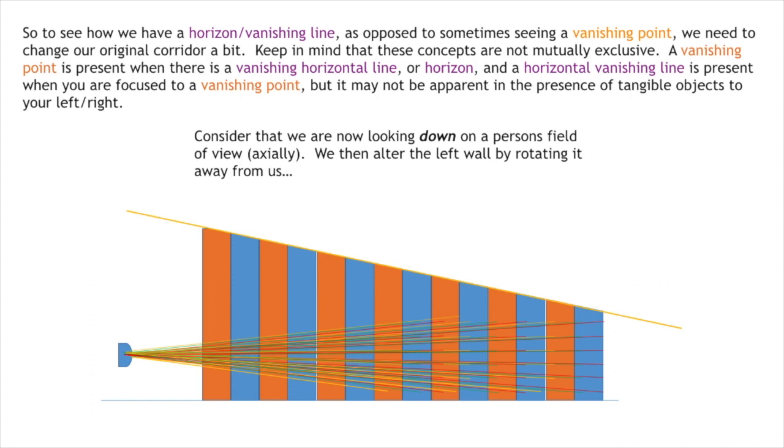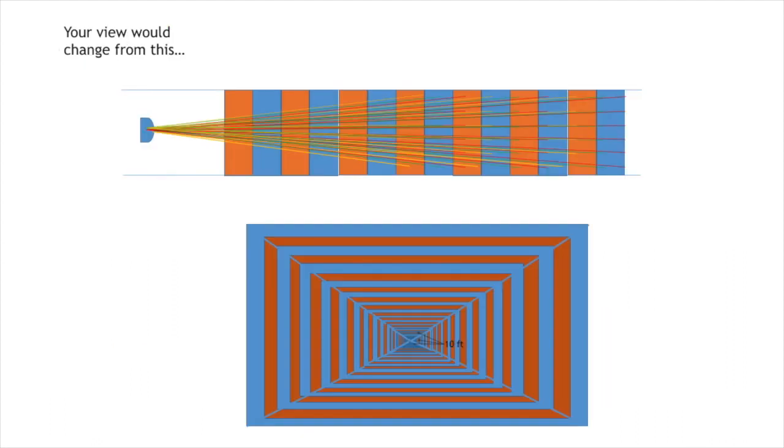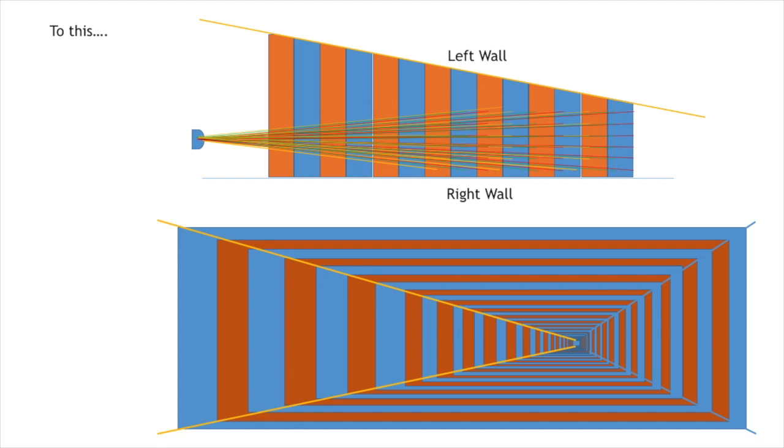So consider that we are now looking down on a person's field of view axially, and we're going to alter the left wall, which is that yellow line, by rotating it away from us. So your view would change from this kind of corridor, if we were looking top down and looking into the corridor, to something like this, where the left wall is being rotated outward and away from us. The vanishing point is still there in the center where those two yellow lines are intersecting. But you can see how now the orthogonal lines are getting more and more shallow as they're rotating outward and away from us.